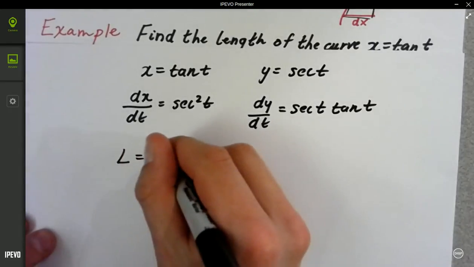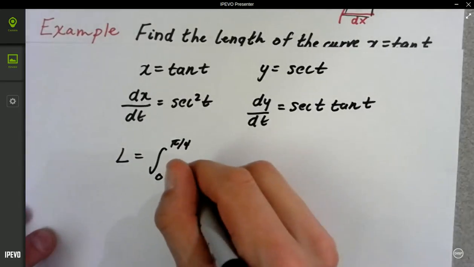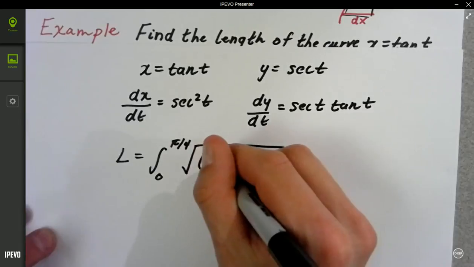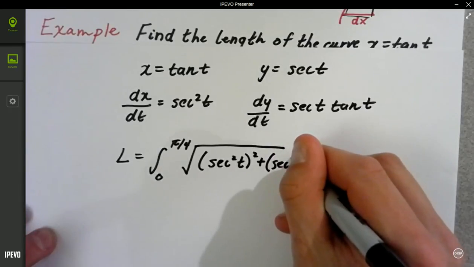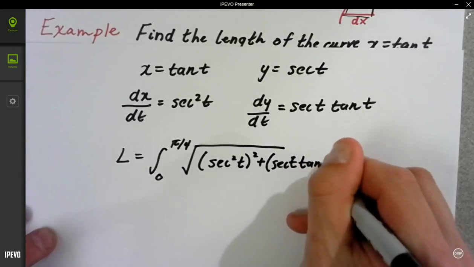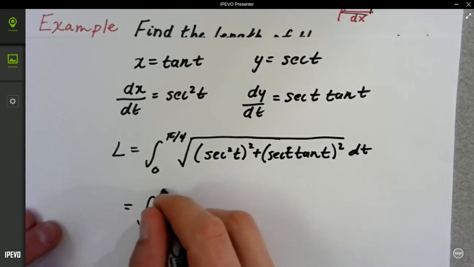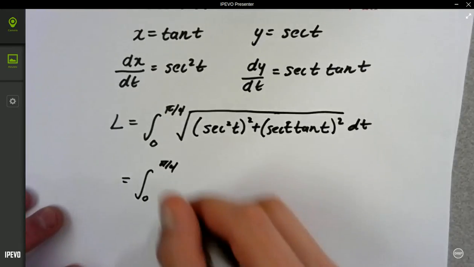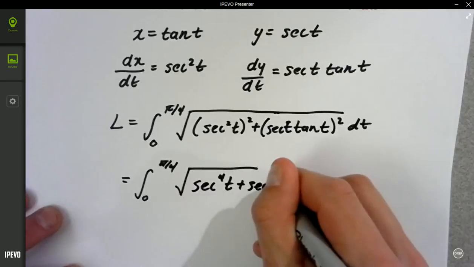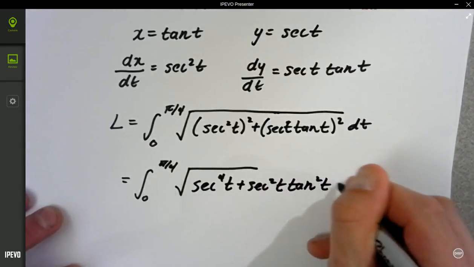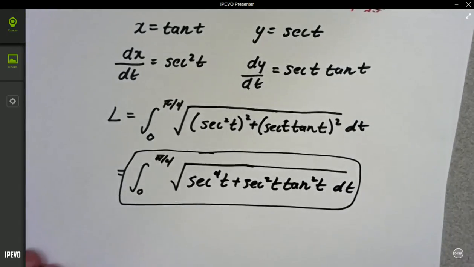Now, the length is equal to the integral with the lower and upper limits of integration. They said t equals 0 to pi over 4, times the square root of our derivatives squared. So secant squared t, squared, plus secant t tangent t, squared, dt. Okay, so that just goes from 0 to pi over 4 of the integral of the square root of secant to the 4th t plus secant squared t tan squared t dt. And there is the integral set up but not evaluated. That's one where you probably use Math 9 to help you out.